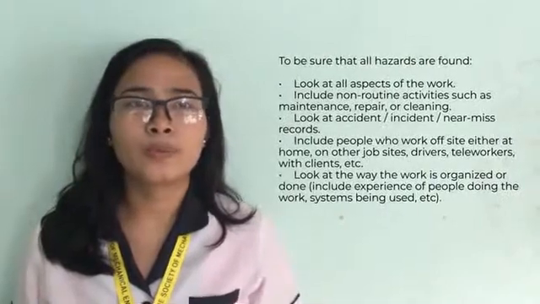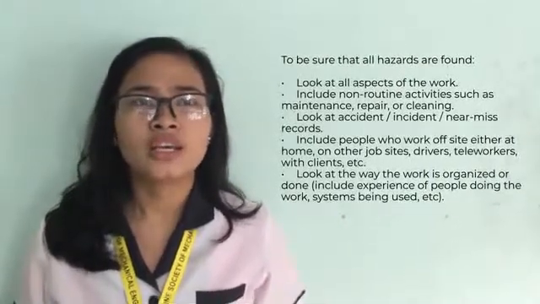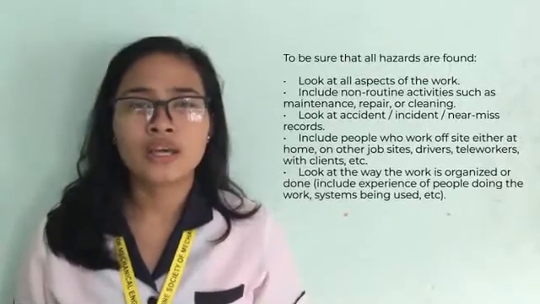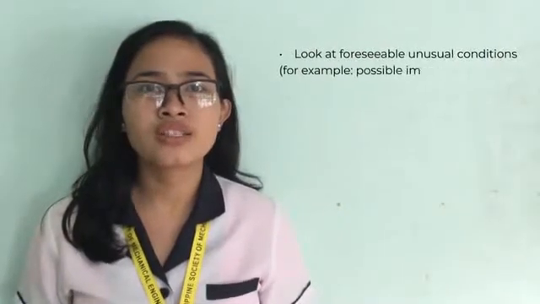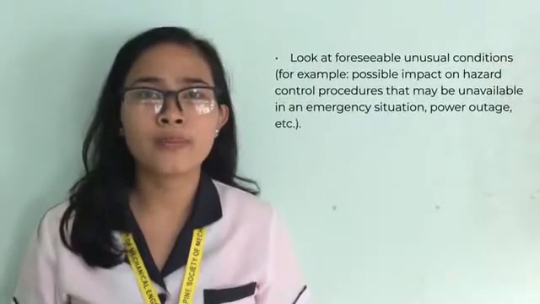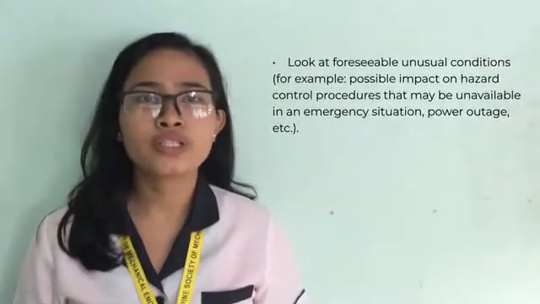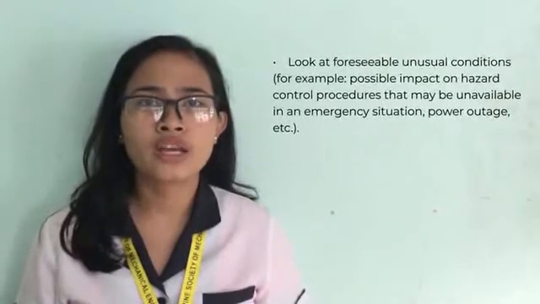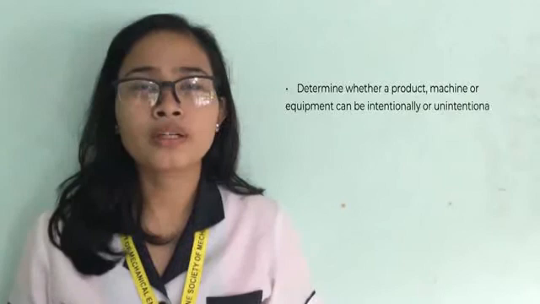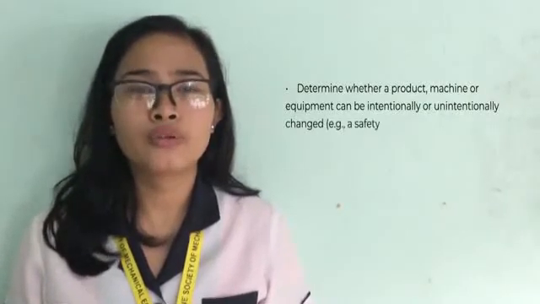Look at the way the work is organized or done, including the experience of people doing the work, systems being used, and others. Look at foreseeable and usual conditions, for example, possible impact on hazard control procedures that may be unavailable in an emergency situation, power outage, and others. Determine whether a product, machine, or equipment can be intentionally or unintentionally changed. Example, a safety guard that could be removed.